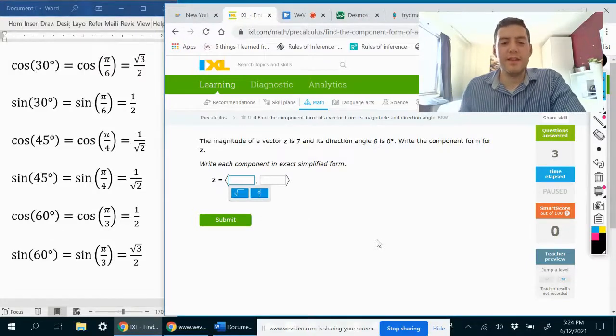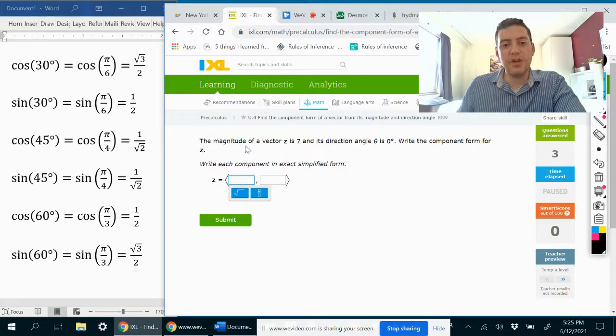Hi everybody, in this video we're going to do IXL find the component form of a vector from its magnitude and direction angle. For some of the later problems we're going to be using this information over here to find the sines and cosines of special angles. I have them written out here, but we're not going to need this for a while. So let's look at the first problem.